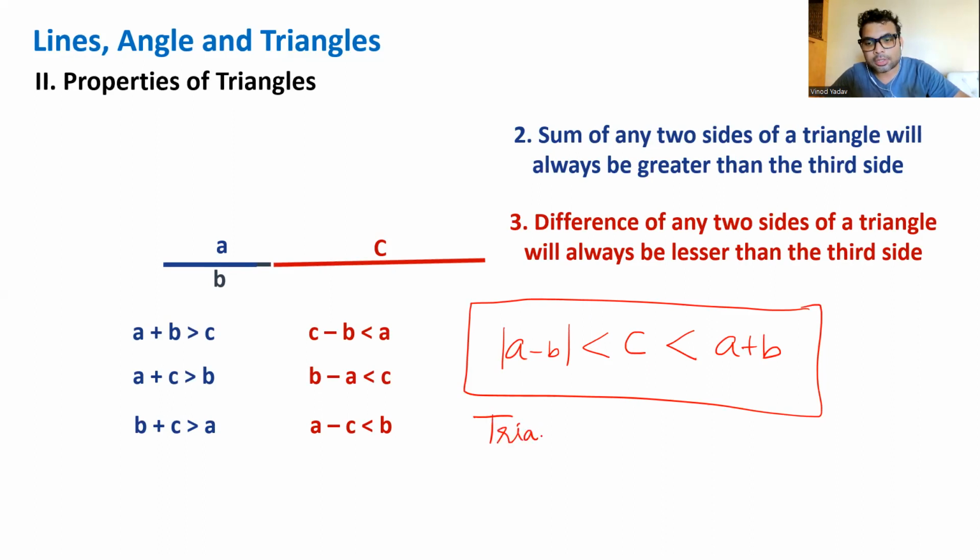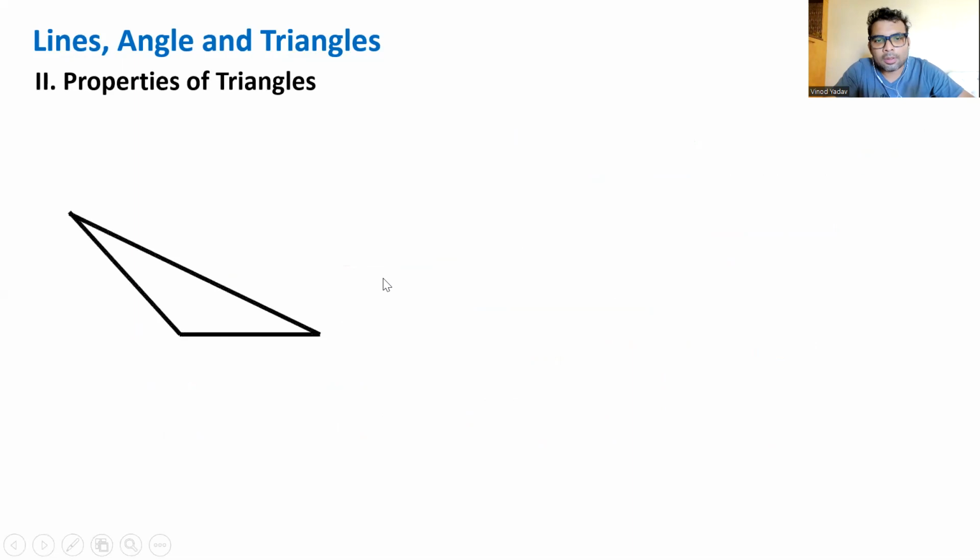Remember this. This will help us to understand how many such triangles will exist. Sometimes they will give you two sides and the third side they will ask how many possibilities are there. Something like that. So, triangle inequality. Cool. Comfortable? Yeah, let's go ahead.